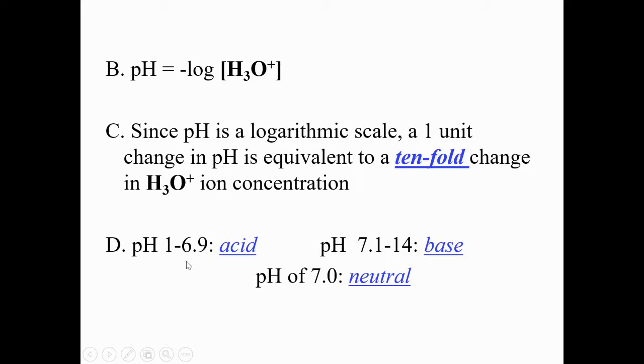So if the pH is 1 to 6.9, we call it an acid. pH 1 is very acidic. 6.9 is very slightly acidic. When it's 7.1 to 14, it's basic. 14 is very basic. 7.1 is only slightly basic. And when pH is 7.0, it is absolutely neutral.